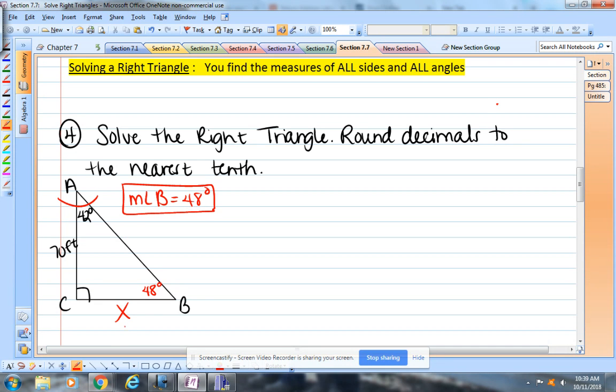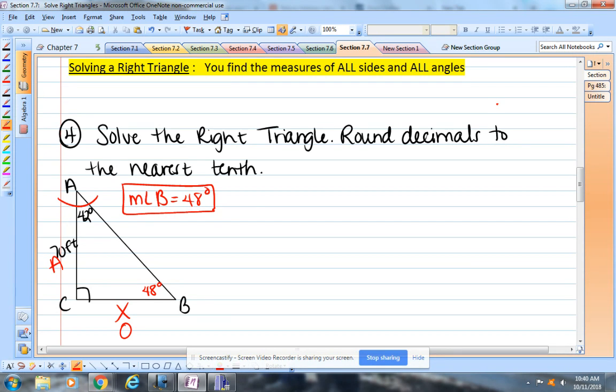Opposite. And the only measure they gave me was segment AC is 70 feet, right? What is that leg's relationship to angle A? Adjacent. So if I have opposite and adjacent that I'm working with, what am I going to use? Tangent. Y'all with me? Tangent, because I have opposite and adjacent. I don't have any hypotenuses, so I can't use sine or cosine.